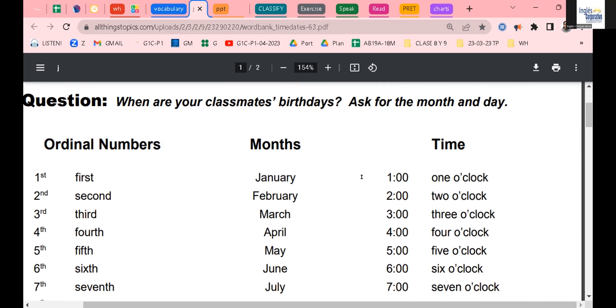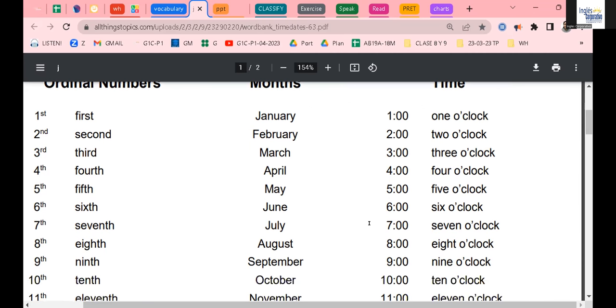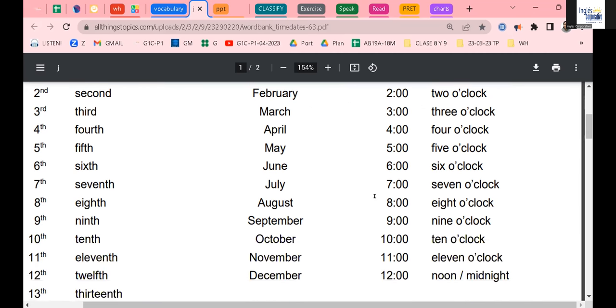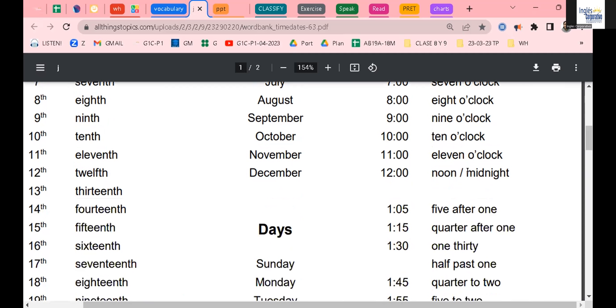Ok, time. 1 o'clock, 2 o'clock, 3 o'clock, 4 o'clock, 5 o'clock, 6 o'clock, 7 o'clock, 8 o'clock, 9 o'clock, 10 o'clock, and 11 o'clock. And the last one is, okay, we have noon and midnight.